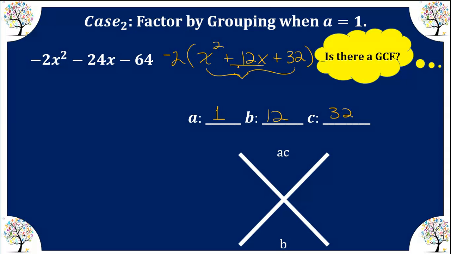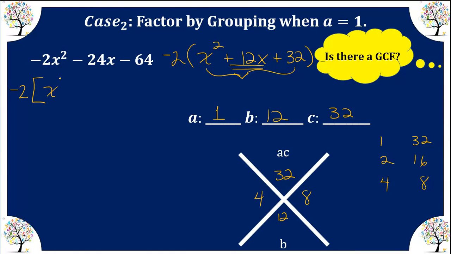Again, we're trying to split 12x into two terms. We have a times c, then we have our bottom value, our b value, 12. So our combinations are 1 and 32, 2 and 16, and 4 and 8. So we are going to use 4 and 8 because 4 plus 8 gives us the positive 12. So we're going to rewrite 12x into 4x and 8x. We're going to bring down the -2. I'm going to use brackets.